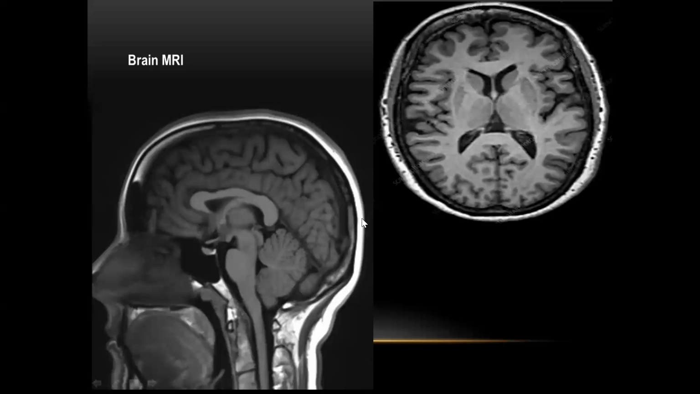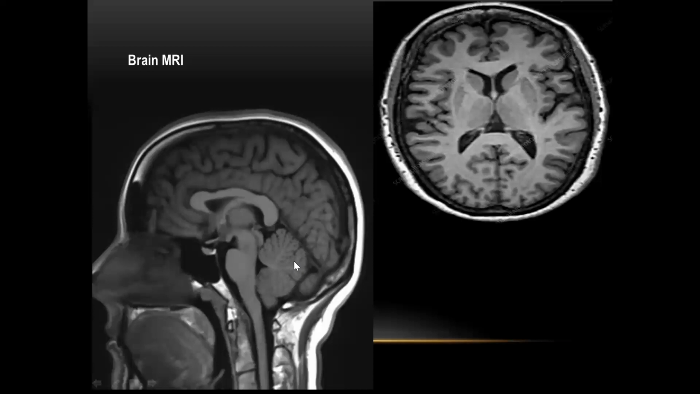MRI of the brain shows us more detailed information about the anatomy. Here is an axial T1 MRI, and here is a sagittal T1 MRI. As we said, the white matter is brighter in T1, and this is the gray matter, caudate nucleus, lentiform nucleus, thalamus, and the lateral ventricle. This is the septum pellucidum. This is the corpus callosum, and we will next talk about its parts. And this is the fornix of the lateral ventricle.